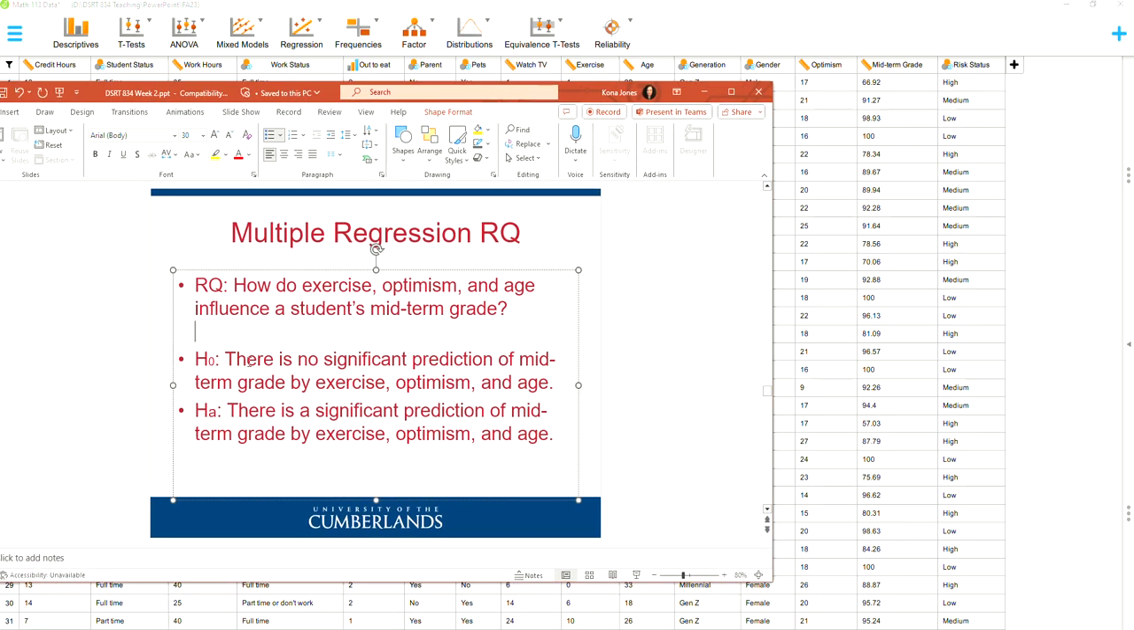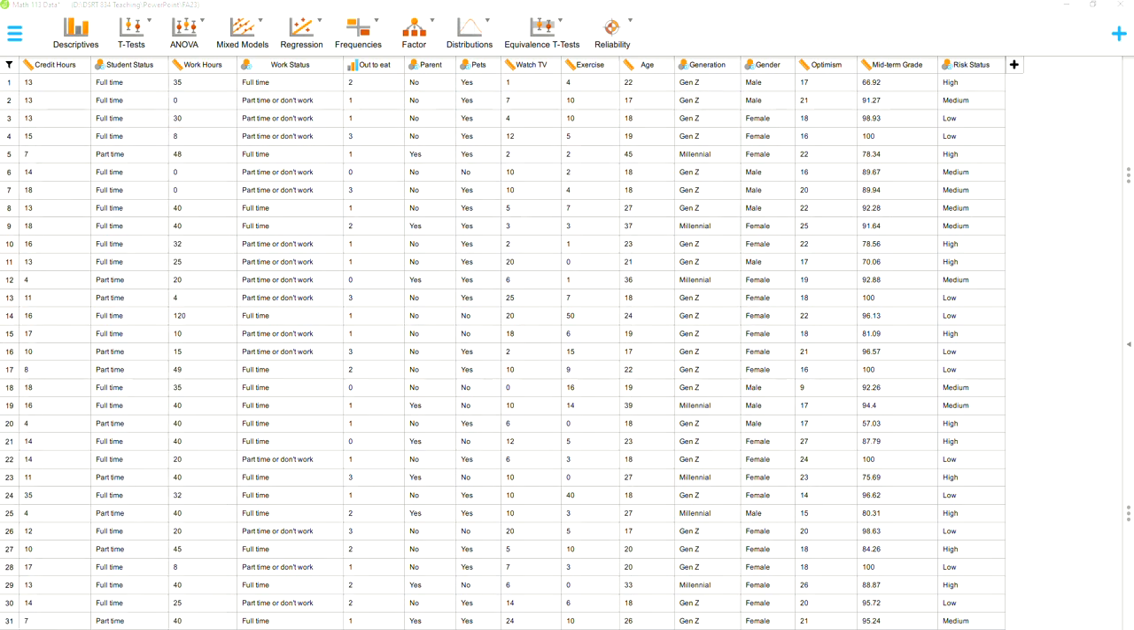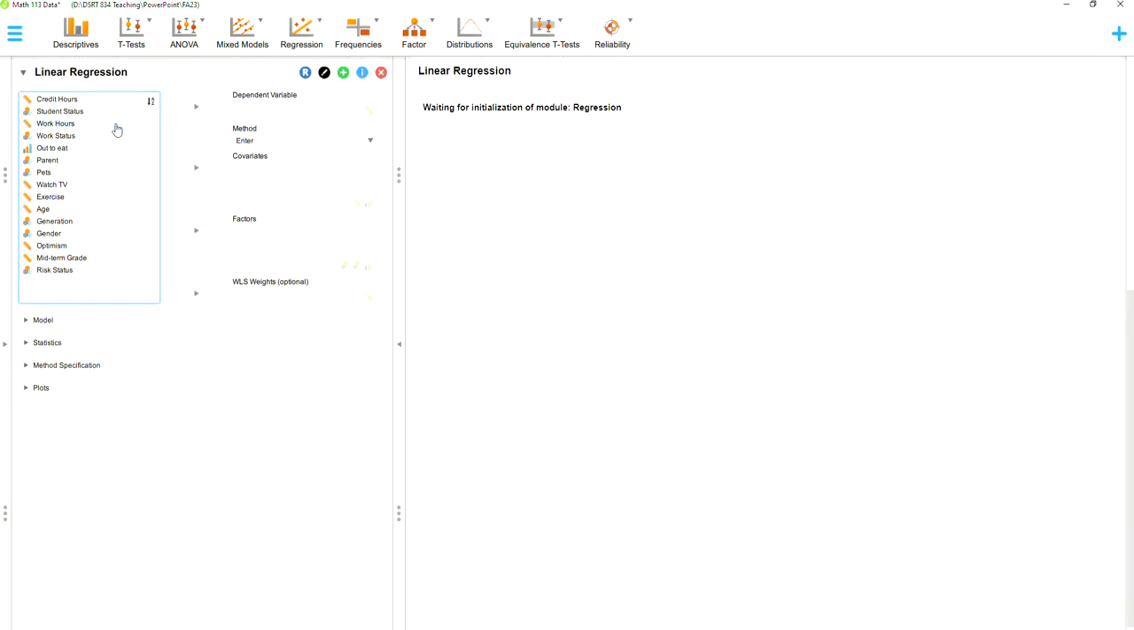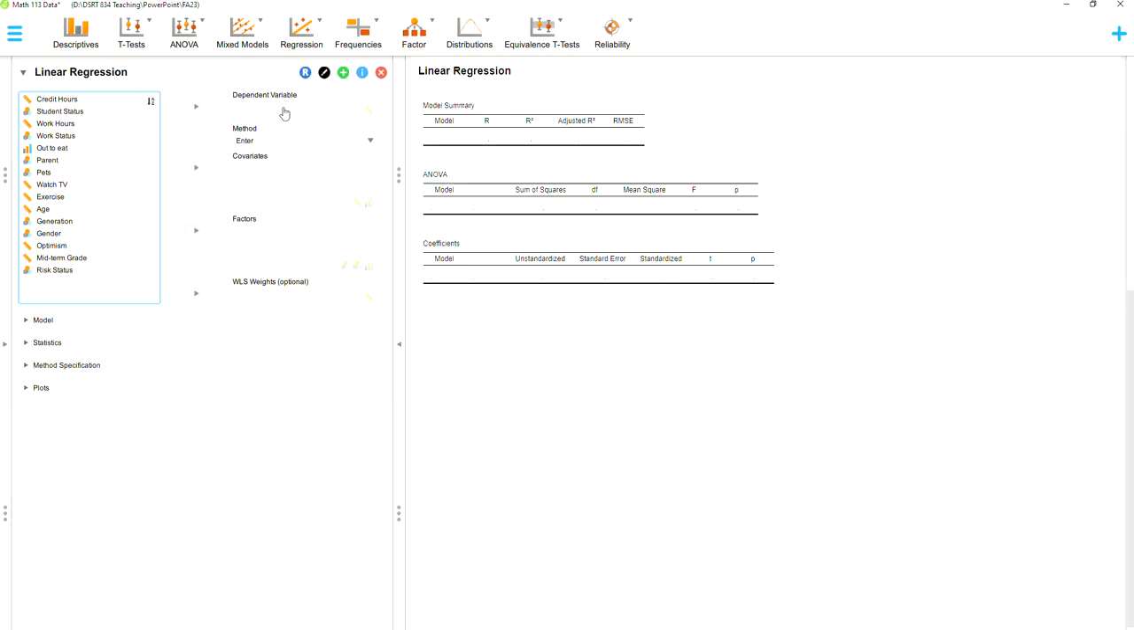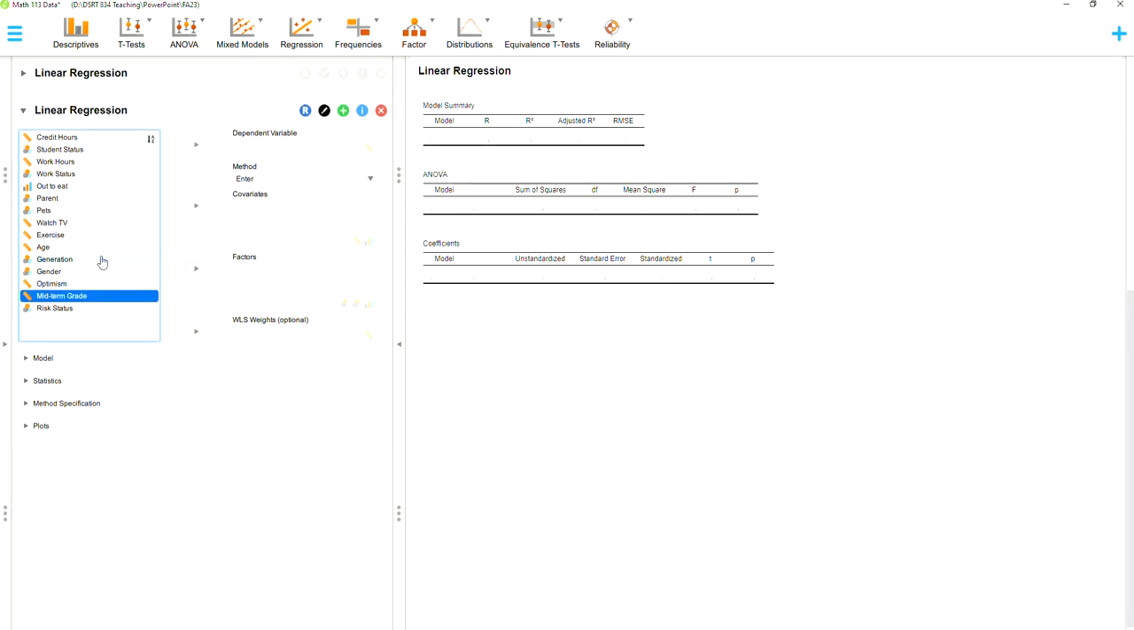So once again, null: no significant prediction. Alternative: there is a significant prediction. So let's go ahead and do this one. Remember, we're going to come up to regression, linear regression. Our dependent response variable is going to be midterm grade. We'll pretend that we checked and made sure that all of these variables are scale, because remember, all of them need to be listed as scale, which means numeric, in JASP in order for you to use them. So midterm grade, right there.